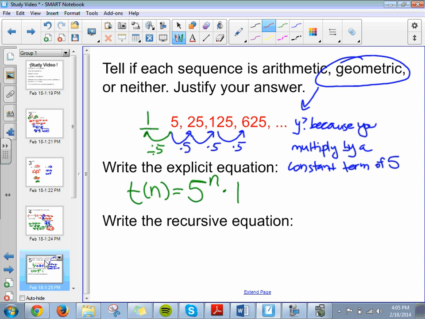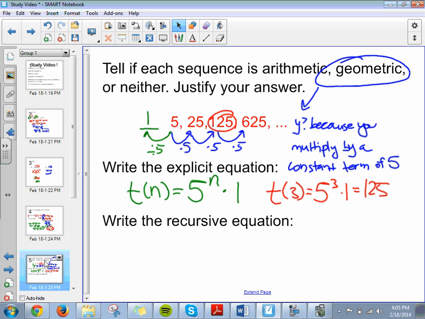And why that works is if we're looking for our third term, I know the third term in the sequence is 125, and so if I take and plug in t of 3, I'm doing 5 to the third times 1, and 5 to the third is 125. So a good way to check your equation to see that it works is to take something and plug it in and see if you get it.